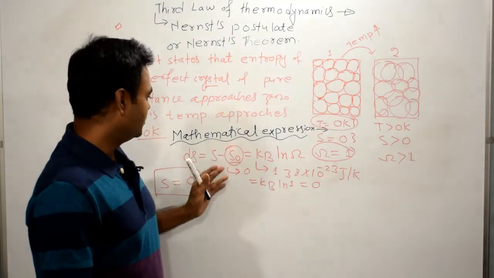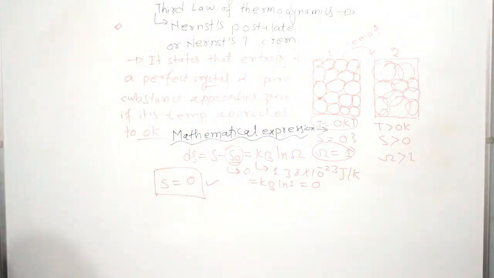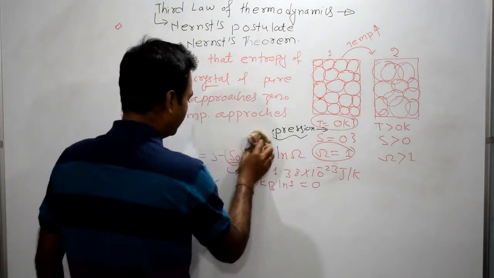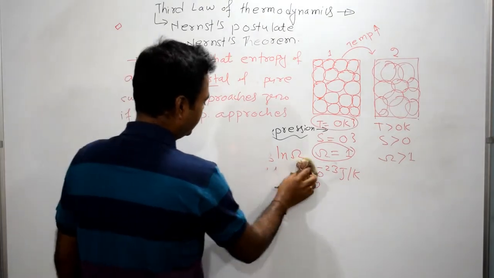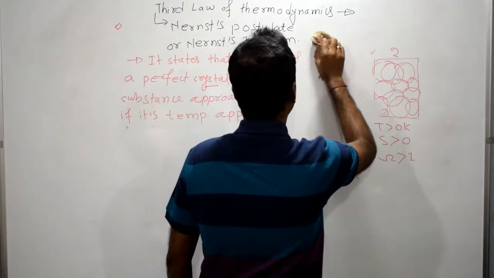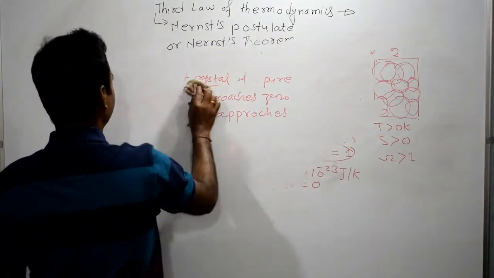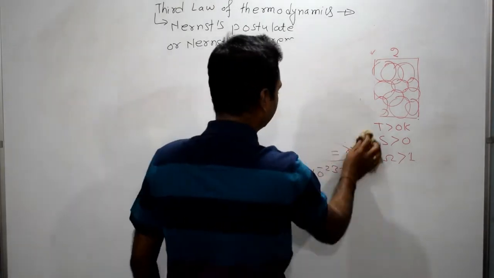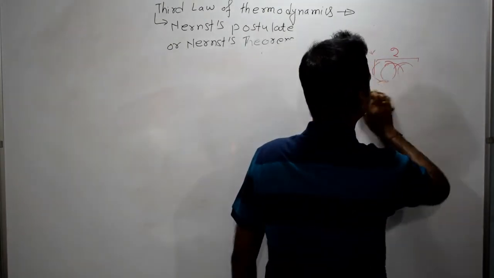Alright, so this is the mathematical expression of the third law of thermodynamics. Now let's move on to the application part. As I told you, we cannot achieve absolute 0 temperature, right? We cannot achieve that. But we can talk about the application now. What is the application of the third law of thermodynamics? That will be very fruitful for us. Let's move on to it.